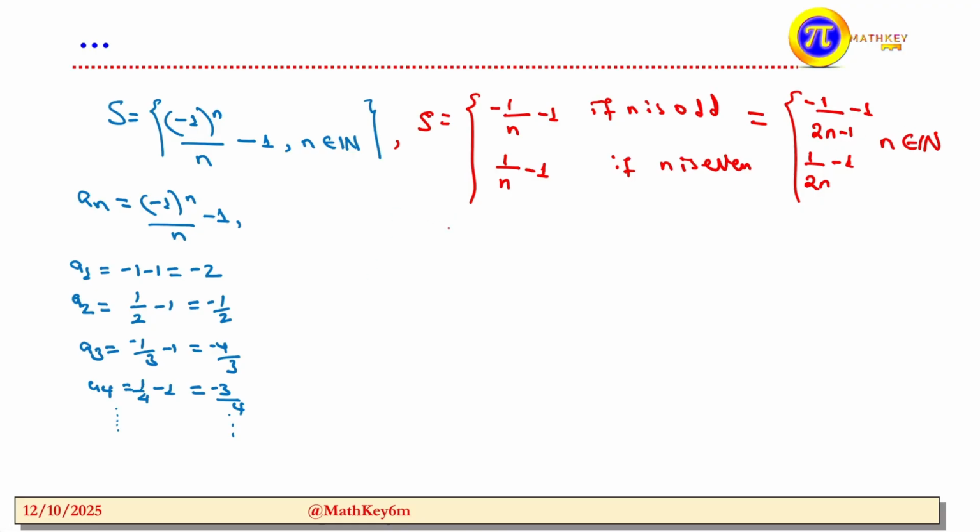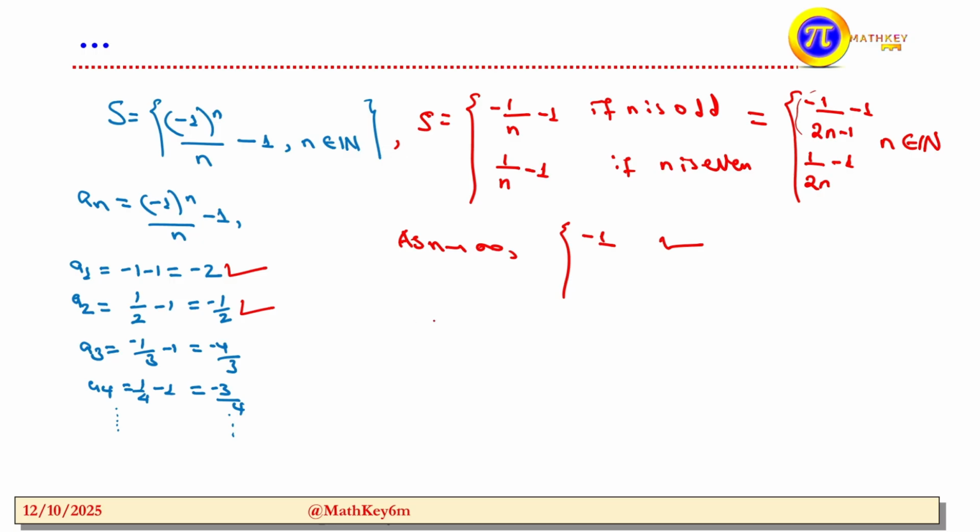After obtaining this, you will see some terms here: a1 is -2, a2 is -1 over 2, then -4 over 3, -3 over 4. All of these approach -1. Let's see the limit. As n approaches positive infinity, the term approaches 0, and then it is -1. Similarly, as n approaches positive infinity, 1 over 2n approaches 0, minus 1, it is -1 still. So the limit of the sequence Sn is -1.